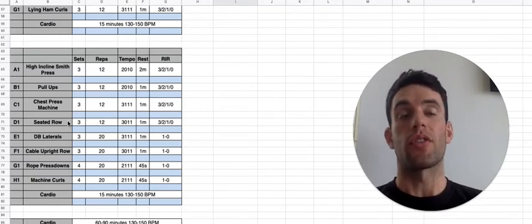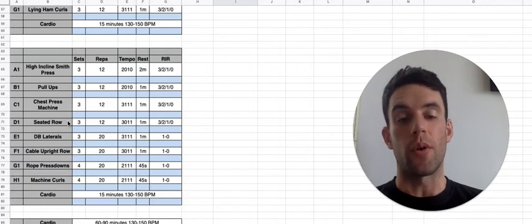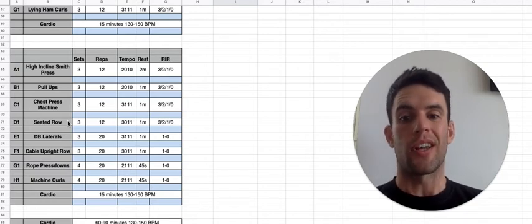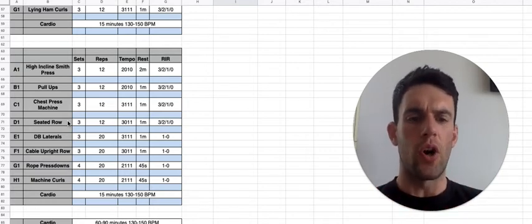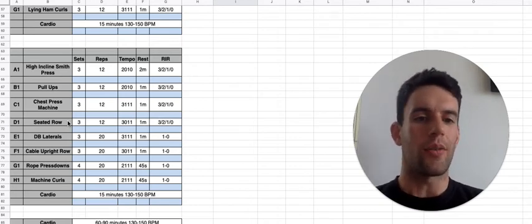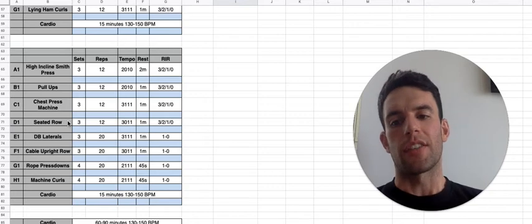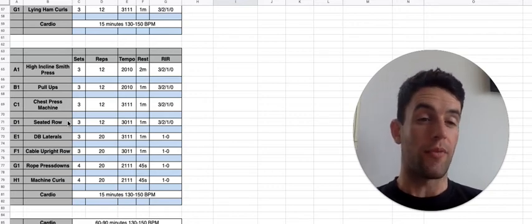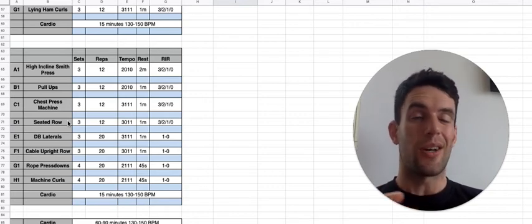Again, I'm just really focusing on driving blood into the muscle, really just focusing on the contraction. I'm not focused on like, oh, I want to really progressively overload these, because what am I going to do, like 20 kilo dumbbell laterals? It's just not going to happen, right? And then we've got some sort of cable upright row. Now, some people find cable upright rows really mess with their shoulders.